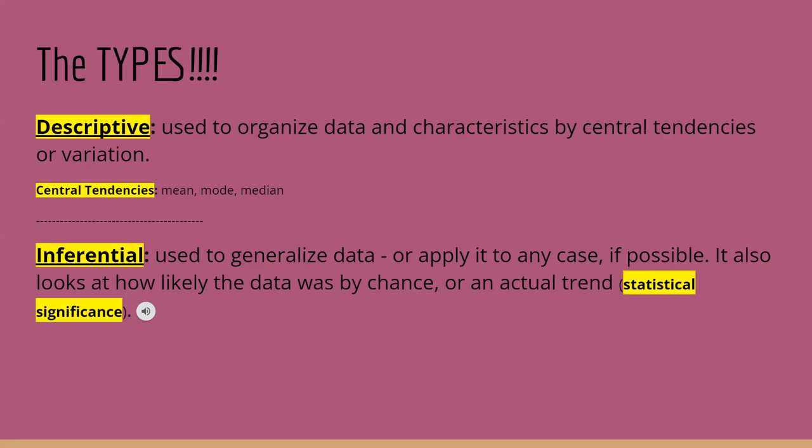But there's also inferential statistics. This is used to generalize data. Do you remember what that means? That means to apply it to any case. So, all right, we can use this data for this group too. But it also looks at how likely the data was by chance or actual trend. And this is called statistical significance. And we're going to talk more about that. But guess what?